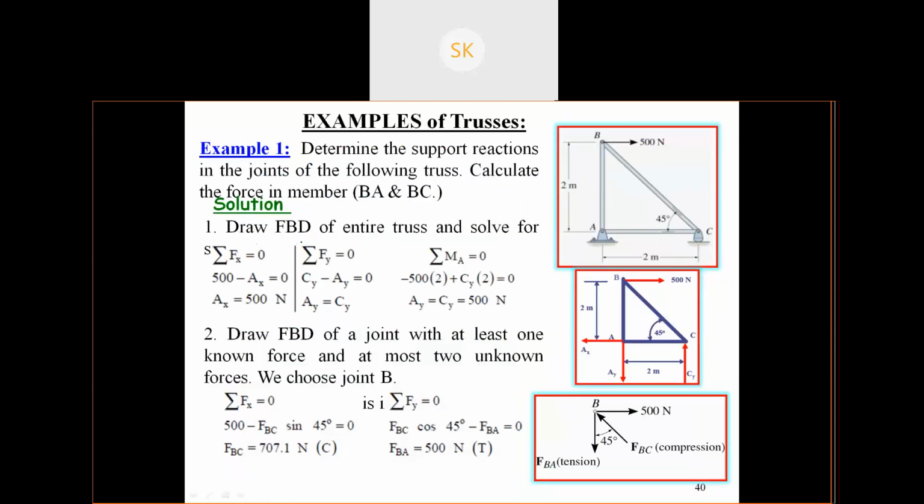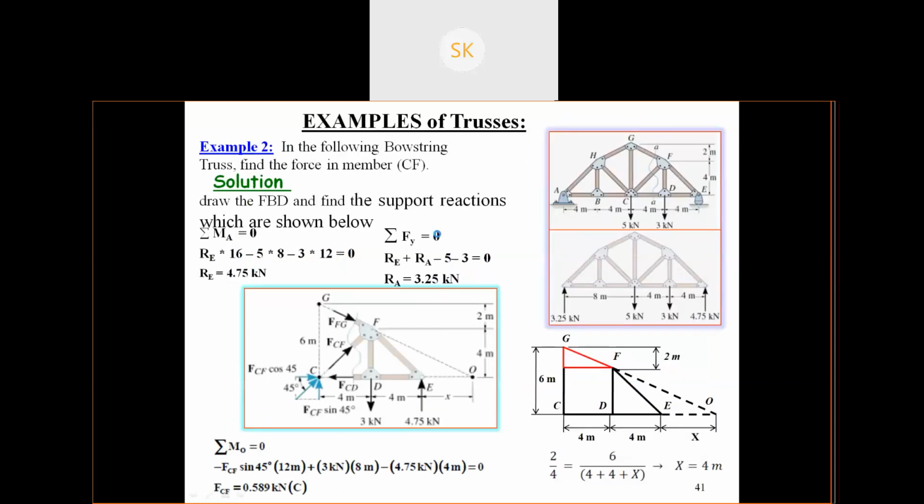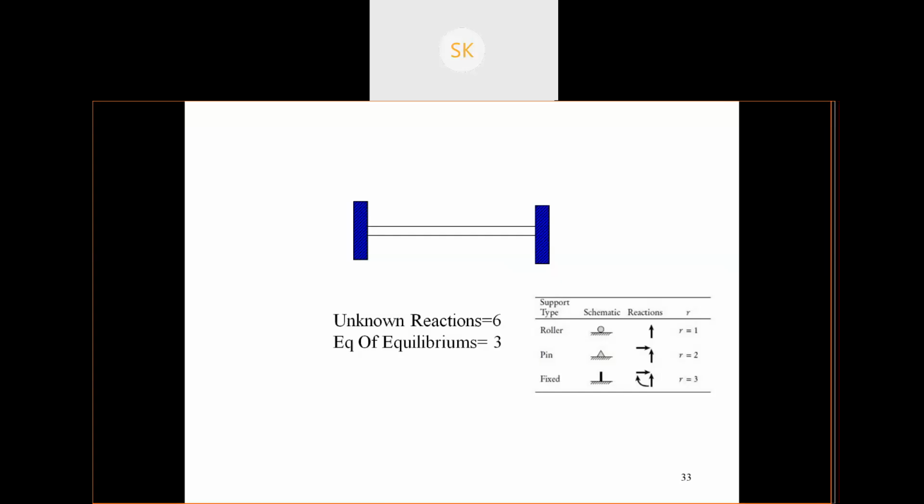This is the example. Shall we have time? Let's discuss these questions in the next class, okay? Let's do these examples in the next class. Till then, go through whatever we have studied today. What are zero force members? Method of sections, method of joints, okay? Then statically determinate structures, indeterminate structures, idealized structure, unstable structures.